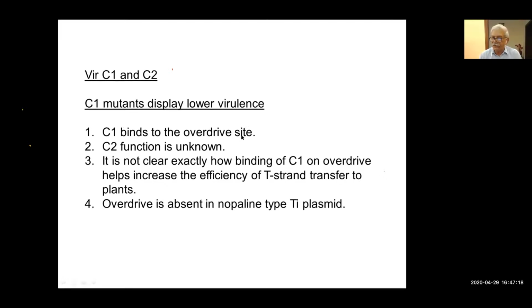So C1 binds to the overdrive site to trigger Vir-D2 to produce a nick. That is the initial point of T-DNA formation. C2 function is not known, but in the absence of C2, the T-DNA is happily formed. So there's no reason to include the Vir-C2 gene in the Ti plasmid that you are using for transformation. That can be deleted from there. But if you want to use the overdrive sequence, Vir-C1 should be there, because Vir-C1 binds to the overdrive and then binds to Vir-D2, and then Vir-D2 makes a cut on the double-stranded DNA between the left and right border sequence. The first cut is on the right border and the second cut is on the left border after the strand separates.